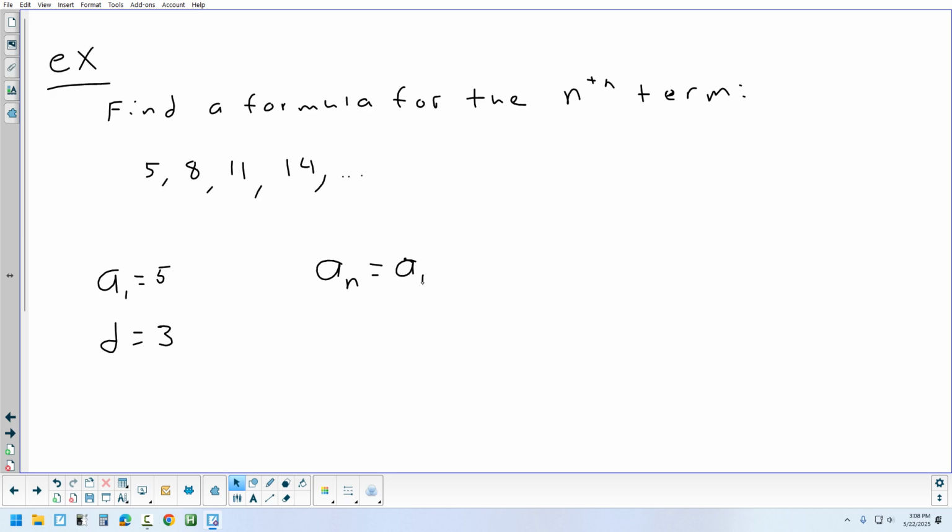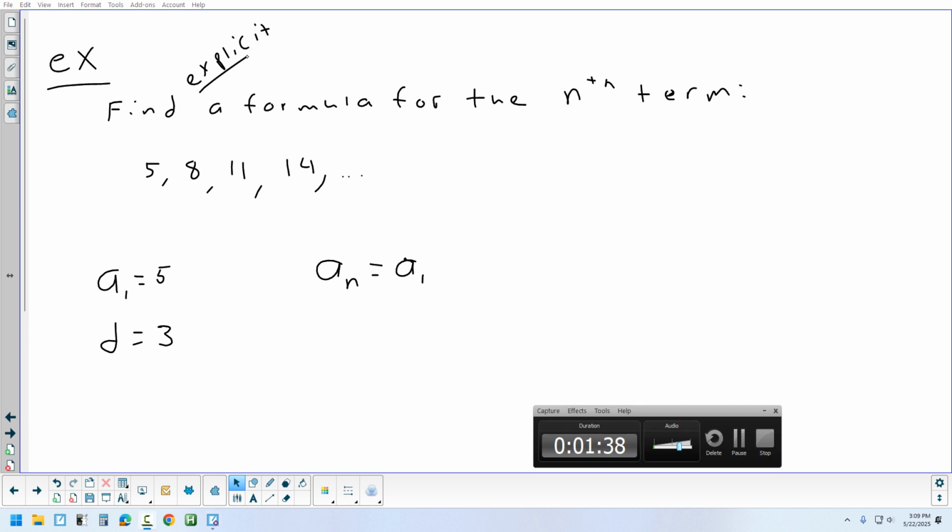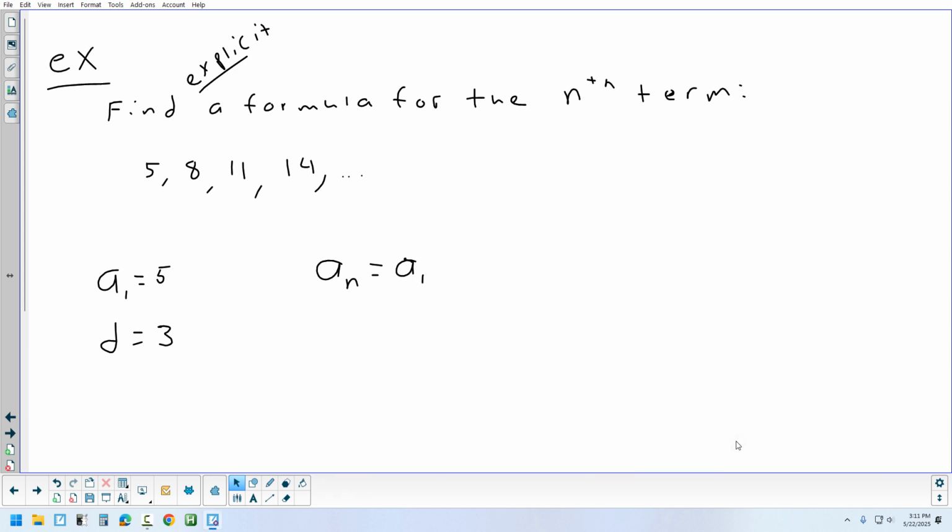No, we don't want to do a recursive. We want, I'll just add this in, find an explicit formula for the sequence. So what's the formula that we want to use? A1 plus n minus 1 times d. Yep. So now if we fill in the first term, we get 5. N minus 1, we just leave that the way it is. And then d, we're going to fill in 3.